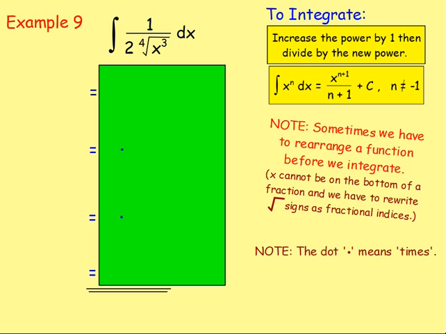Example 9. Integrate 1 over 2 times the fourth root of x cubed dx. So this time dx because our function is written in terms of x. Again, we can't integrate if x is in the bottom of your fraction or if there's any square root signs. They've got to be written as fractional indices.